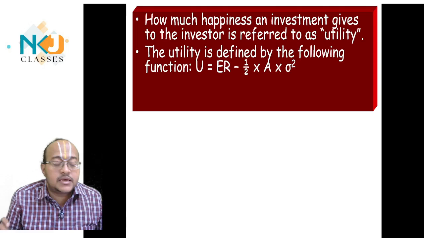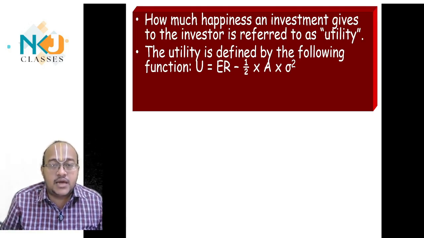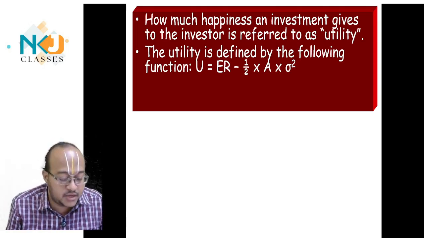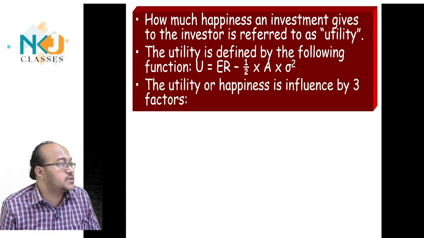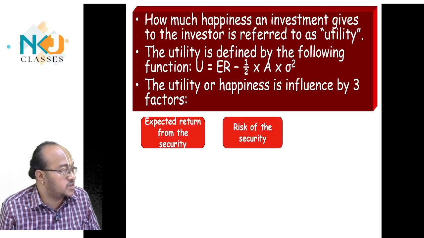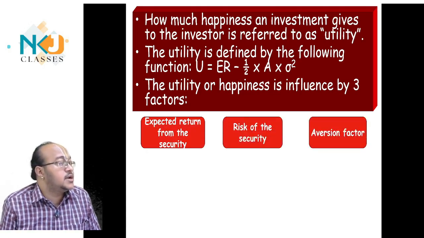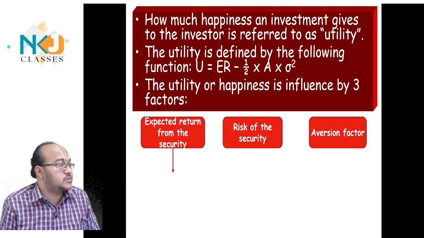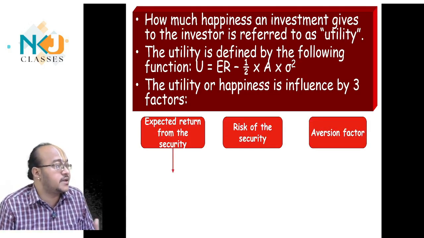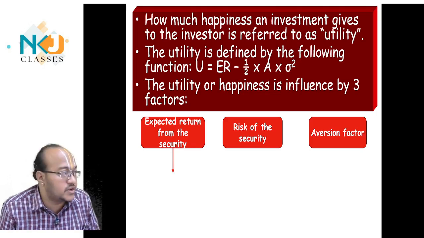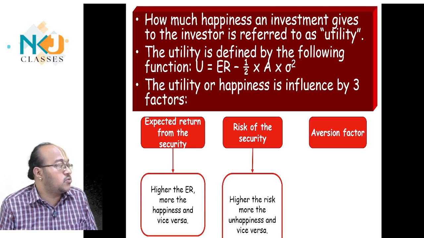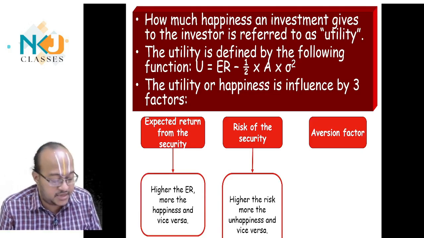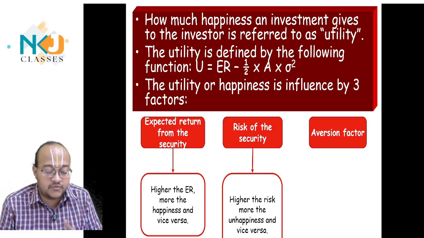Okay, so what is the utility formula? It is nothing but ER minus half into A, where A is the aversion factor, into sigma square. The utility or happiness is influenced by three factors: expected return from the security, risk of the security, and aversion factor. Higher the expected return, more the happiness, and vice versa. Higher the risk, more the unhappiness, and vice versa.